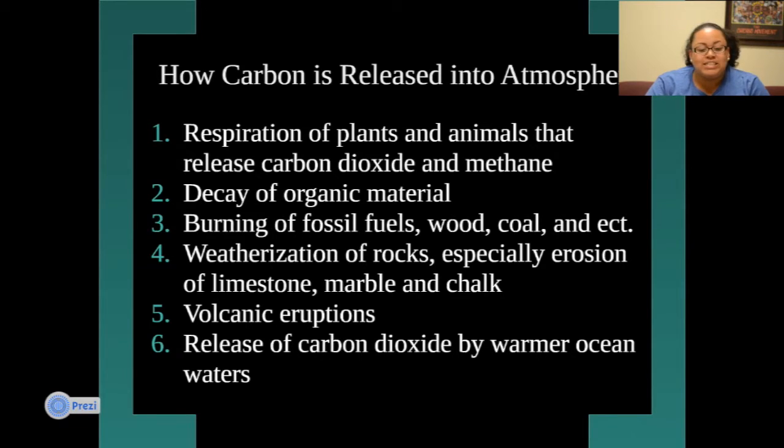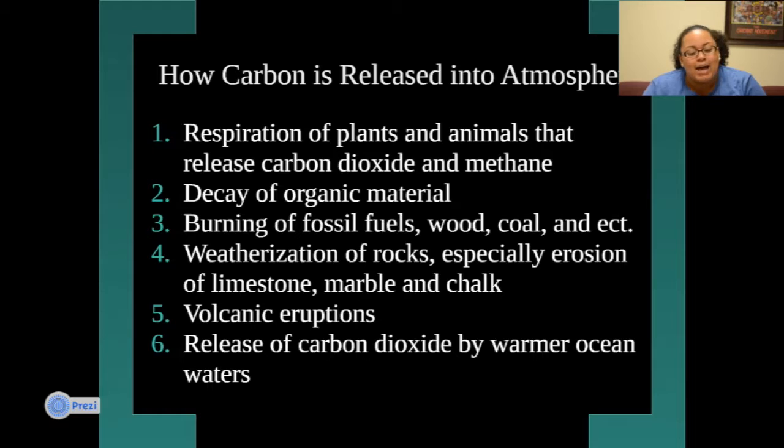How carbon is released into the atmosphere. Carbon is released to the atmosphere in many ways. These are the 6 main ways. The respiration of plants and animals, like us breathing basically. Like we breathe, all plants also breathe, taking in oxygen and releasing carbon dioxide, and methane through the other ways that we release things from our body.